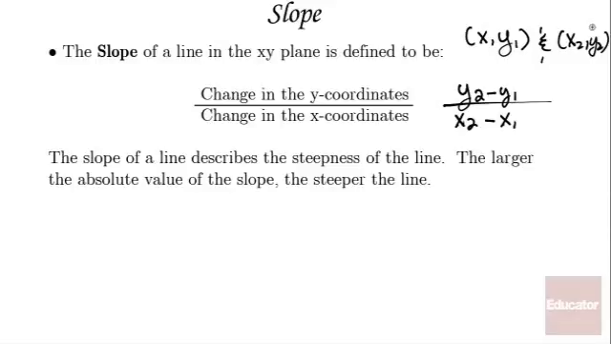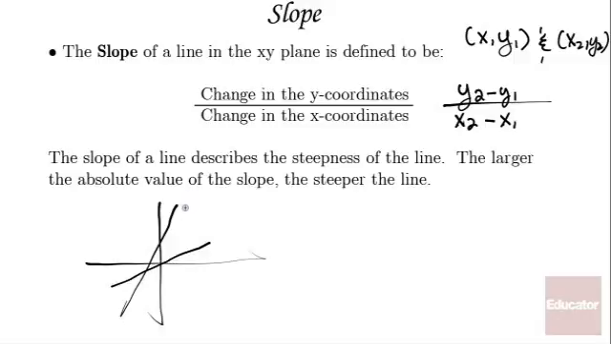What slope describes is the steepness of a line. It tells you how steep the line is. For example, if I have a line that looks like this versus one that looks like this, this line will have a steeper slope than this line. So it's going to have a larger absolute value. For example, perhaps the slope of this line is 8, and perhaps the slope of this line is 2.